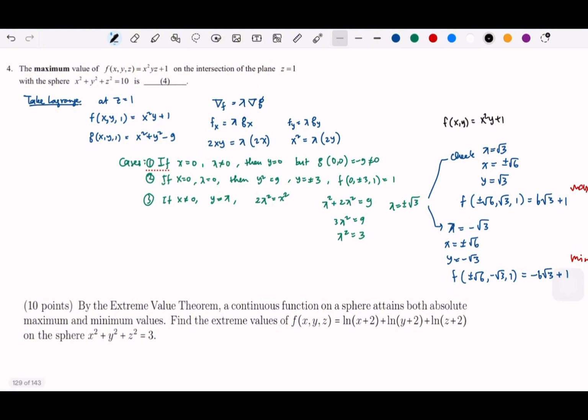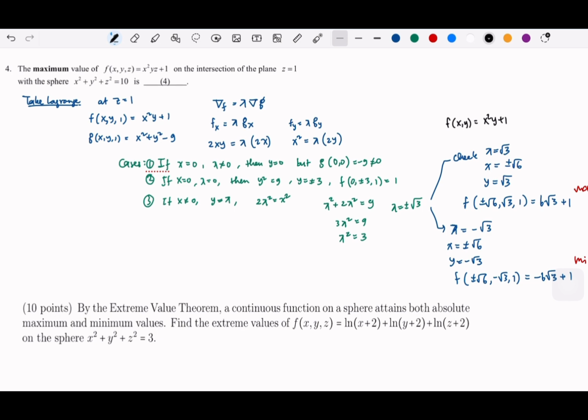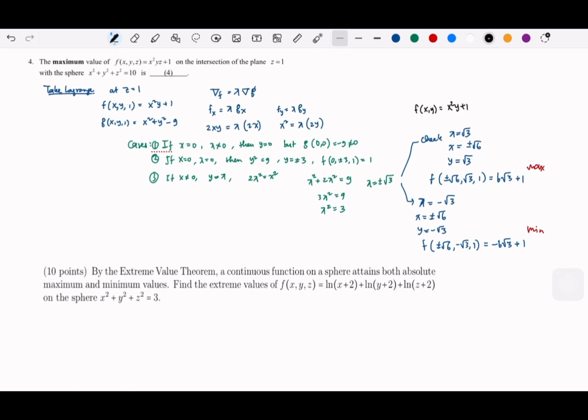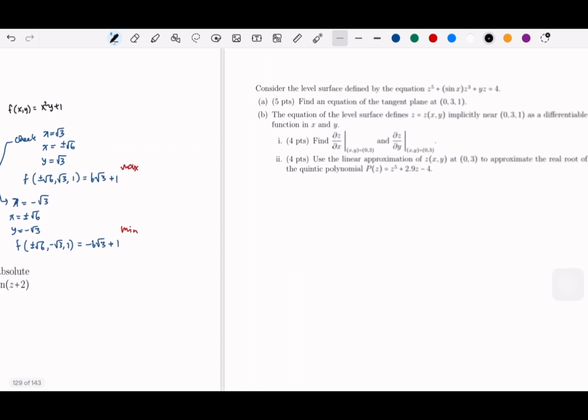Okay, maybe one more last question. So the first one is max min value in partials. The second type is the Lagrange. The third type is this. Okay.